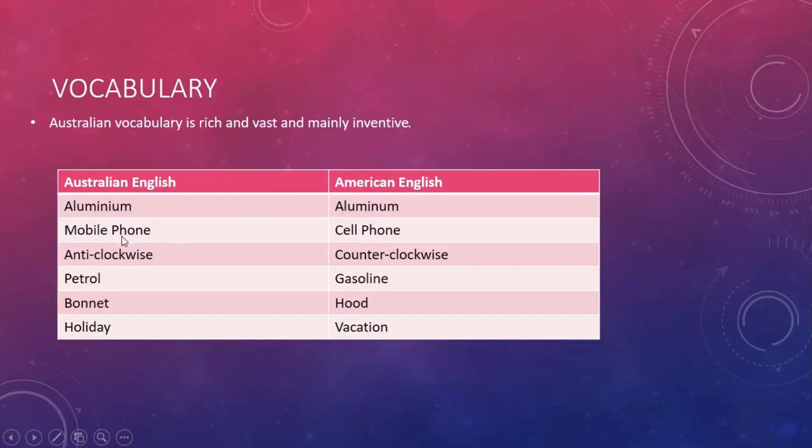Anyway, in Australian English, they'd say mobile phone instead of American cell phone. Australians would say anti-clockwise, where Americans would say counterclockwise. Australians would say petrol instead of American gasoline. Australians have a bonnet in the car, whereas Americans have a hood. And Australians take holidays and Americans take vacations. So these are some important distinctions between Australian and American English vocabulary.